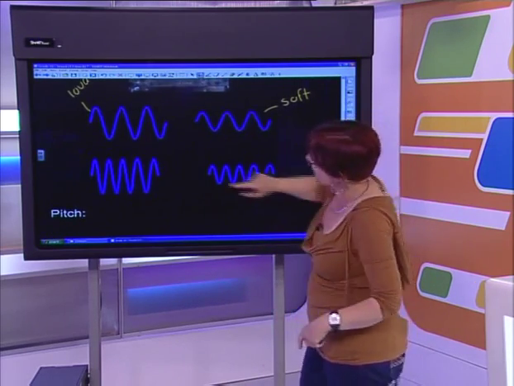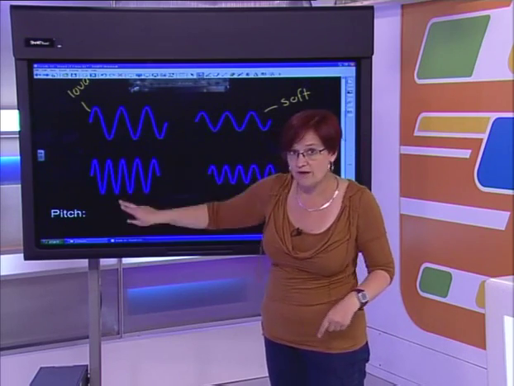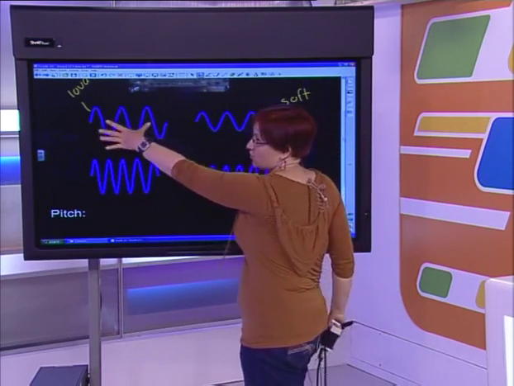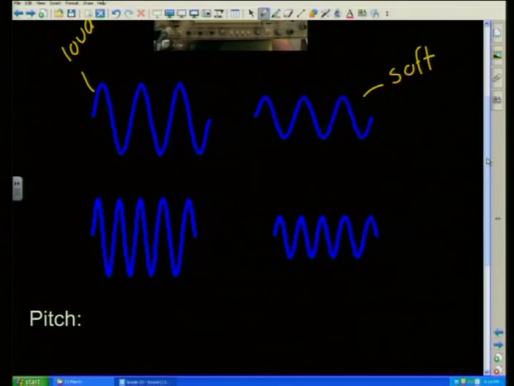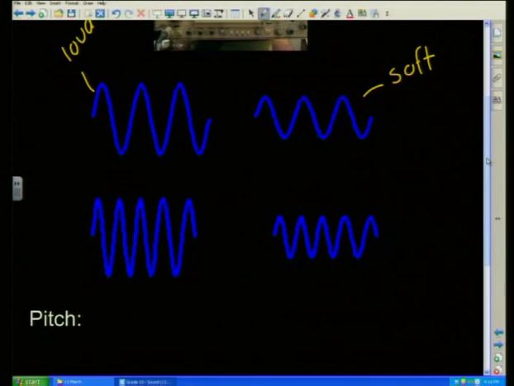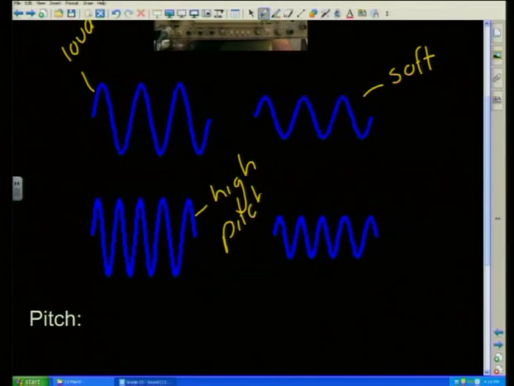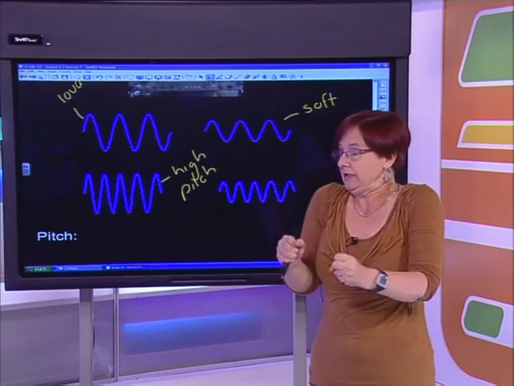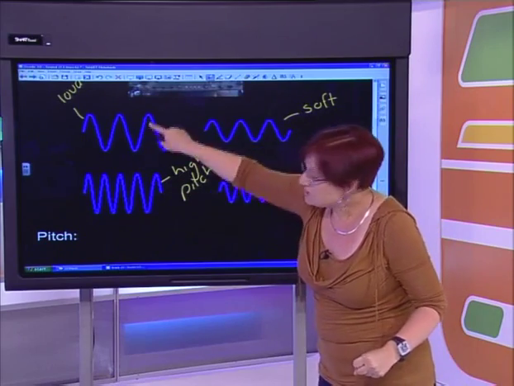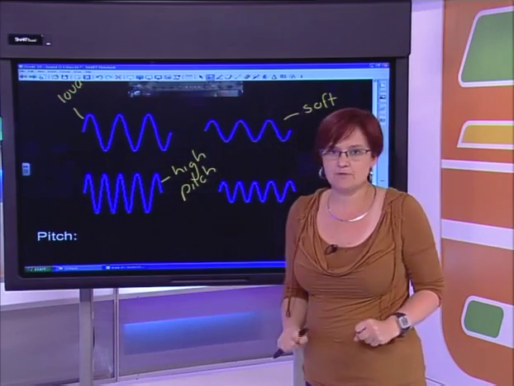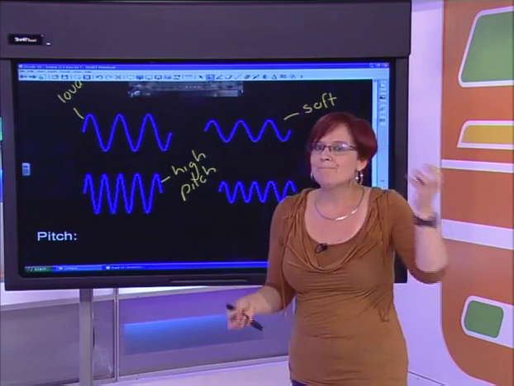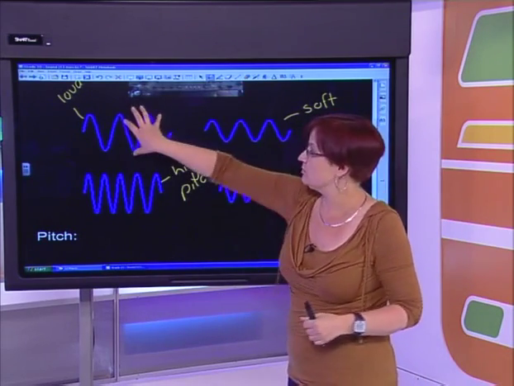Okay? If I compare these two waveforms, this one's got a long wavelength, so it's got a small frequency. Short wavelength, high frequency. The bottom wave, this is my high pitch. That's that annoying sound that makes you want to screech your ears because it's so high. These two sounds would be the same amplitude, same loudness, but you might experience them slightly differently because this would be a low pitch sound.